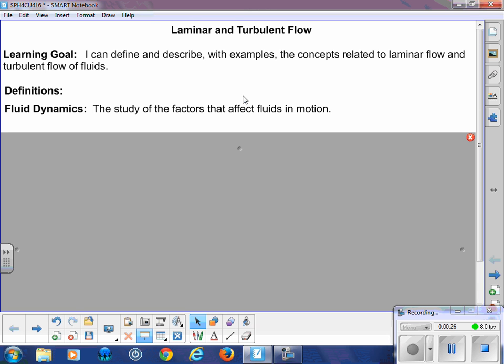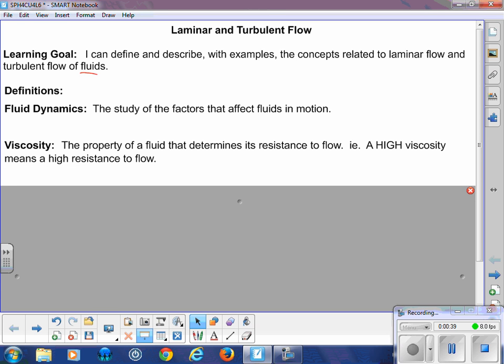Fluid dynamics, that's what we're talking about today because we're talking about the flow of fluids. Fluid dynamics is the study of the factors that affect fluids in motion. Viscosity, and you've probably heard this if you've watched commercials promoting oil products, talk about viscosity breakdown. Viscosity is a property of a fluid that determines its resistance to flow. A high viscosity means a high resistance to flow. An example of high would be cold maple syrup.